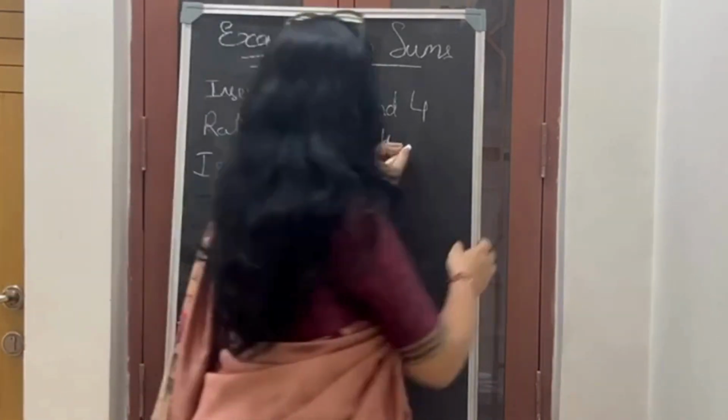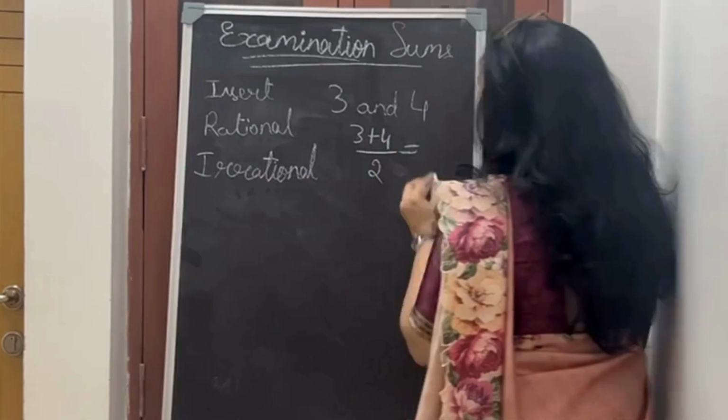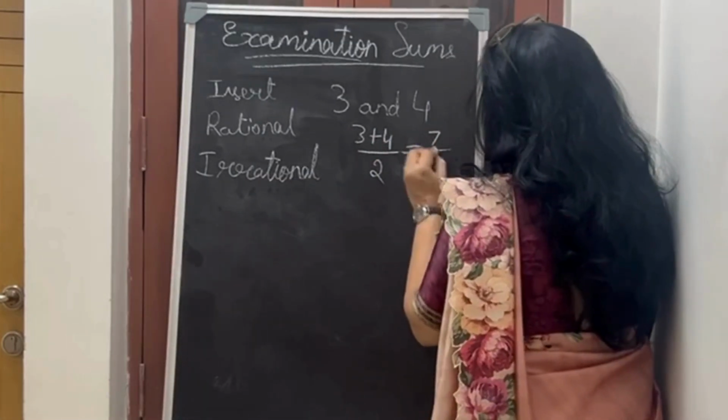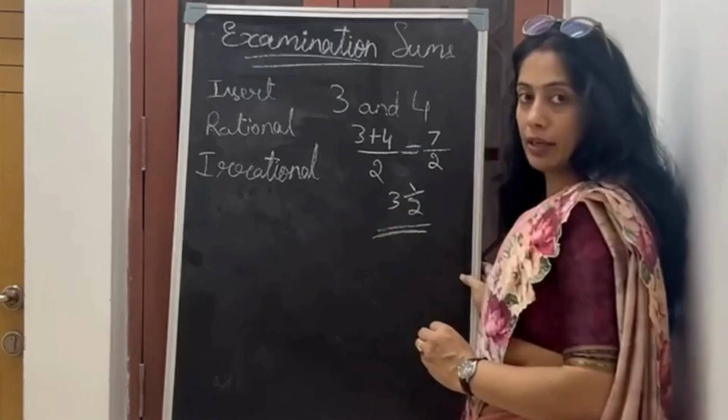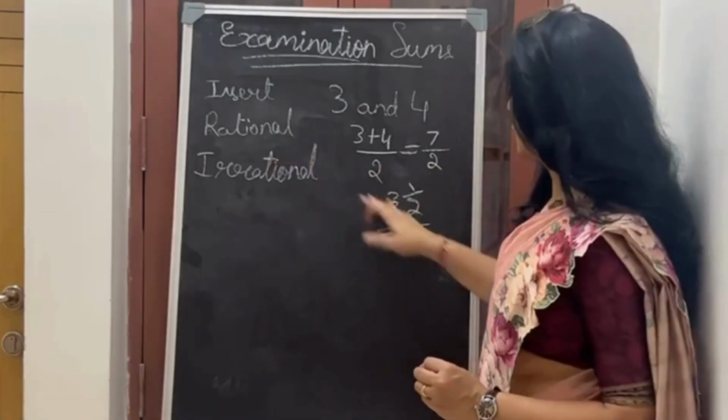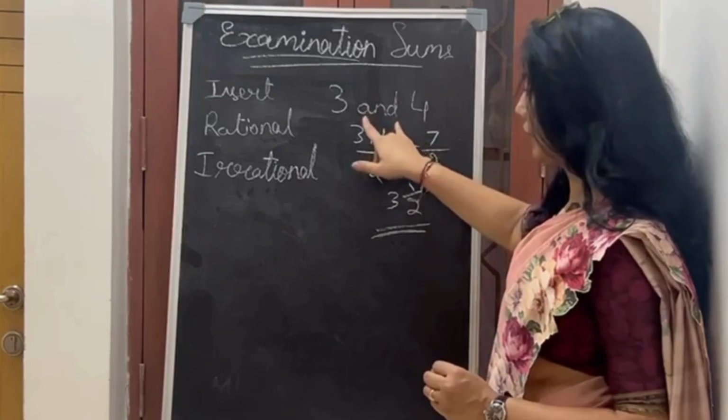So the rational number will be 3 plus 4, which is how much? 7 by 2, which is 3 and 1 by 2. It's a rational number, correct? So the answer for this is 3 and a half, between 3 and 4.